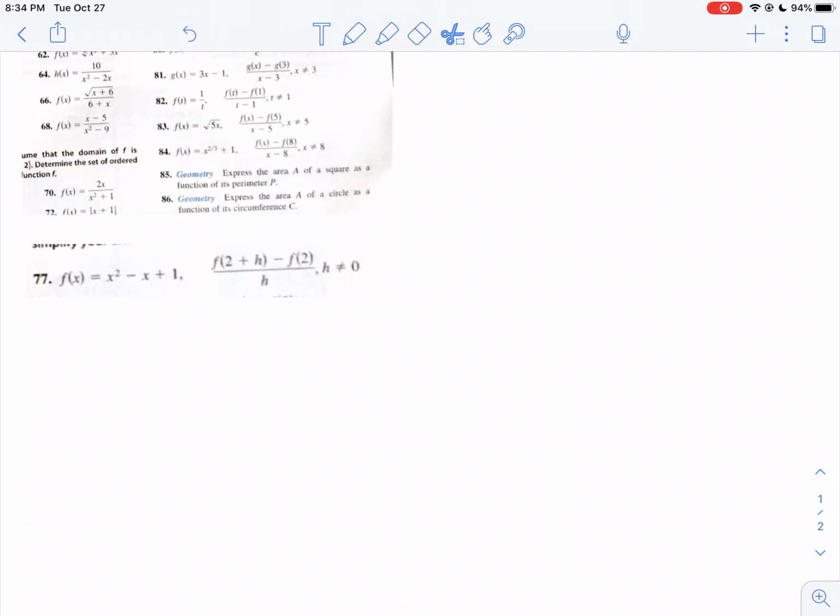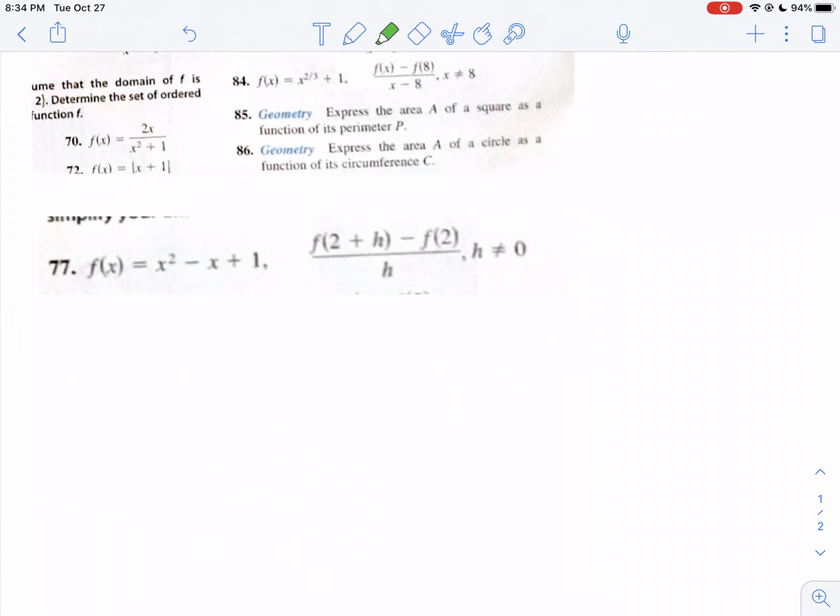Alrighty, class. This is page 63B, problems 74 through 84. And there is a question on how do you do these kind of problems. These are the difference quotient problems, and we're going to show you a couple of these. Hopefully you can finish your homework after this.